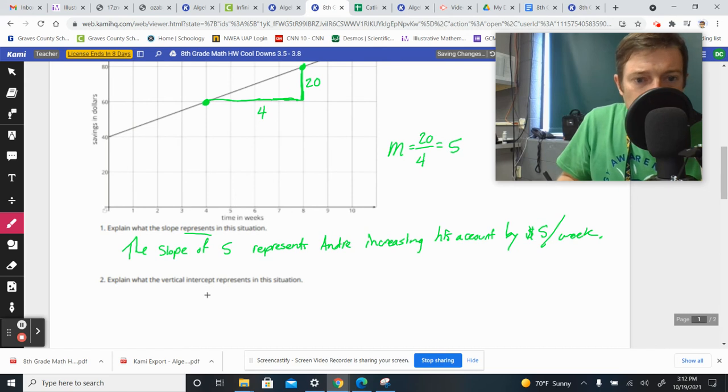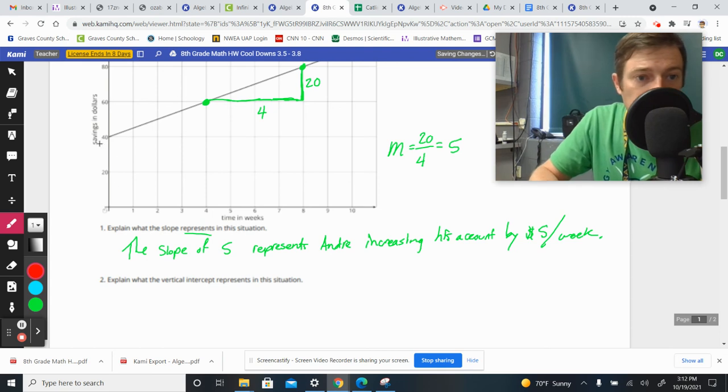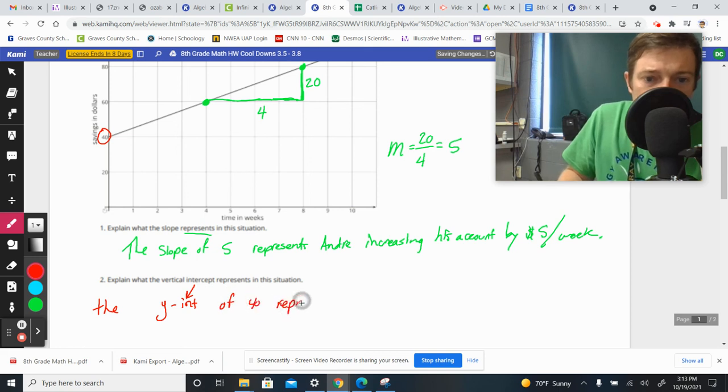Explain what the vertical intercept represents. The vertical intercept is where our line crosses the vertical axis, the y-axis. You'll also hear me talk about it as the y-intercept. Same thing, okay? The y-intercept here is 40, okay? The y-intercept of 40 represents, well, let's think about what this represents.